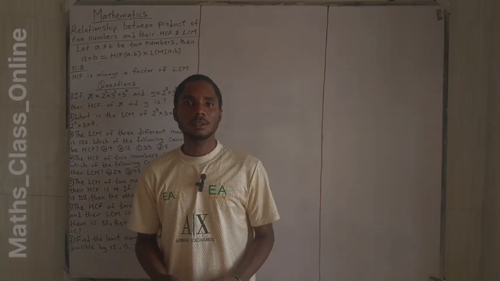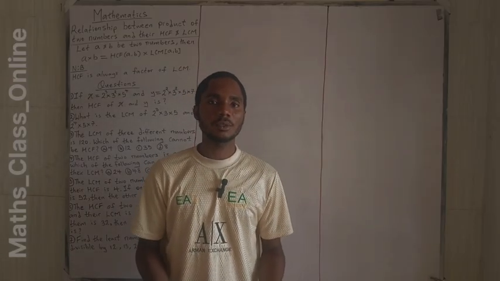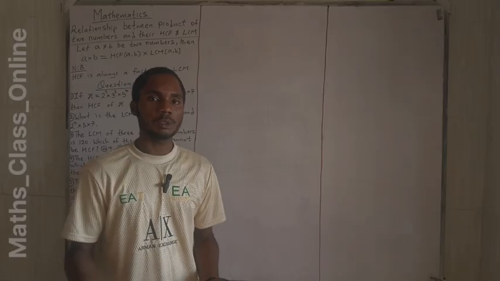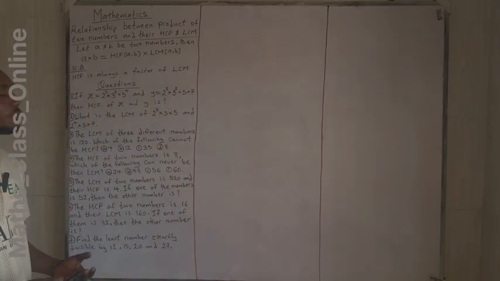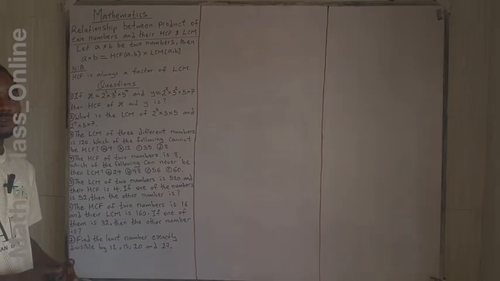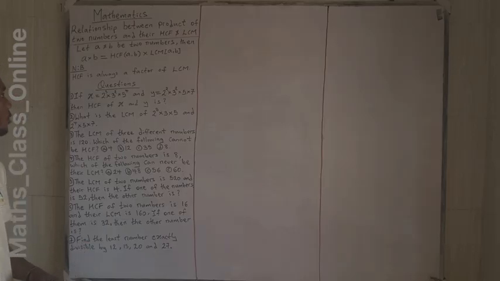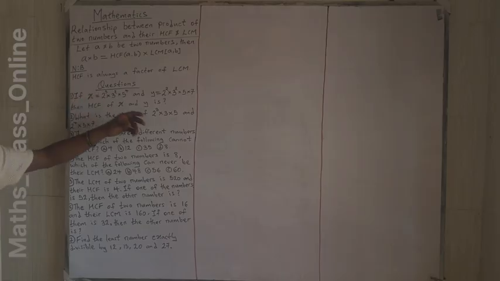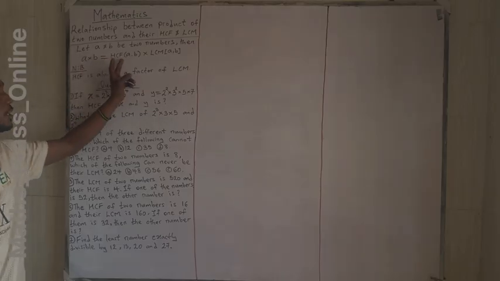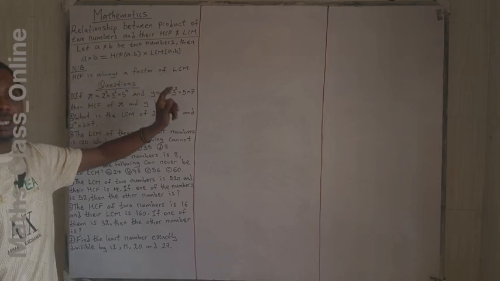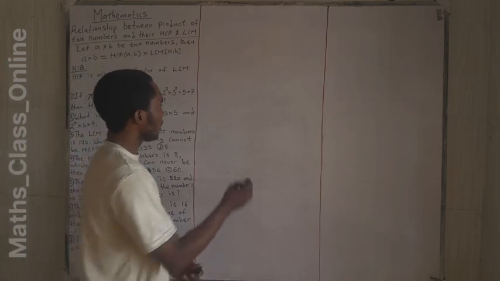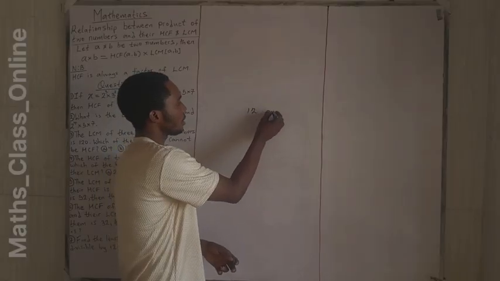In our last class, we discussed how to find the highest common factor and least common multiple of two or more numbers. In today's class, we will discuss the relationship between the product of two numbers and their highest common factor and least common multiple. What is the relationship between them? Let A and B be two numbers. Then A multiplied by B is equal to the highest common factor of A and B multiplied by the least common multiple of A and B. Example, let's have 12 and 8.